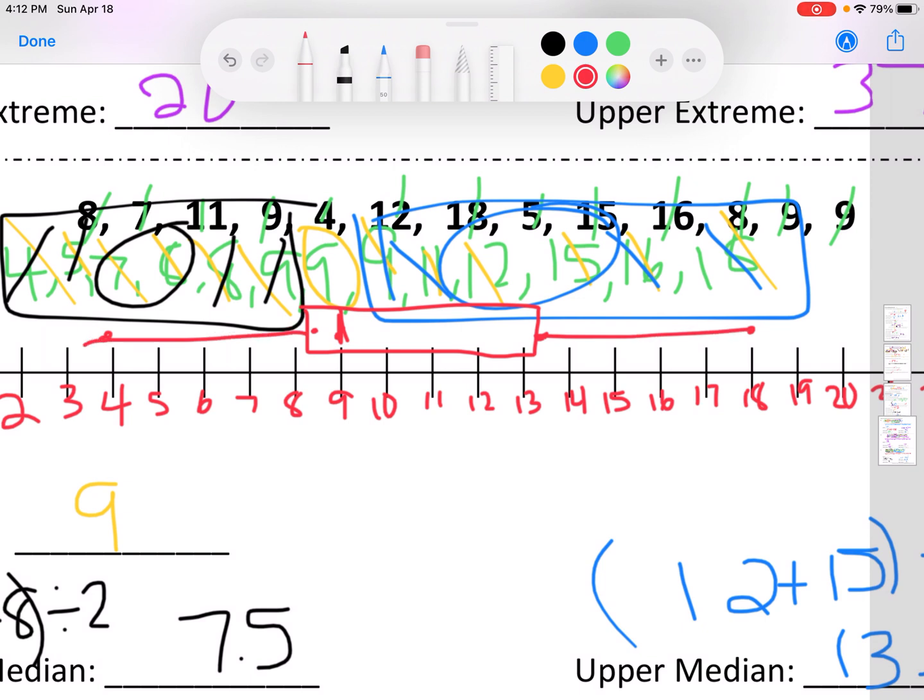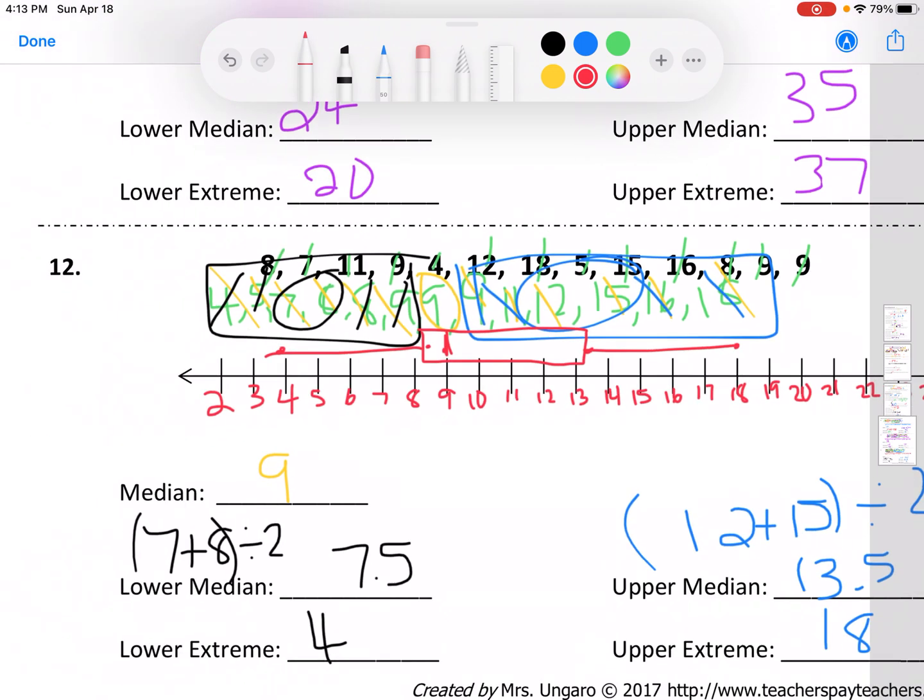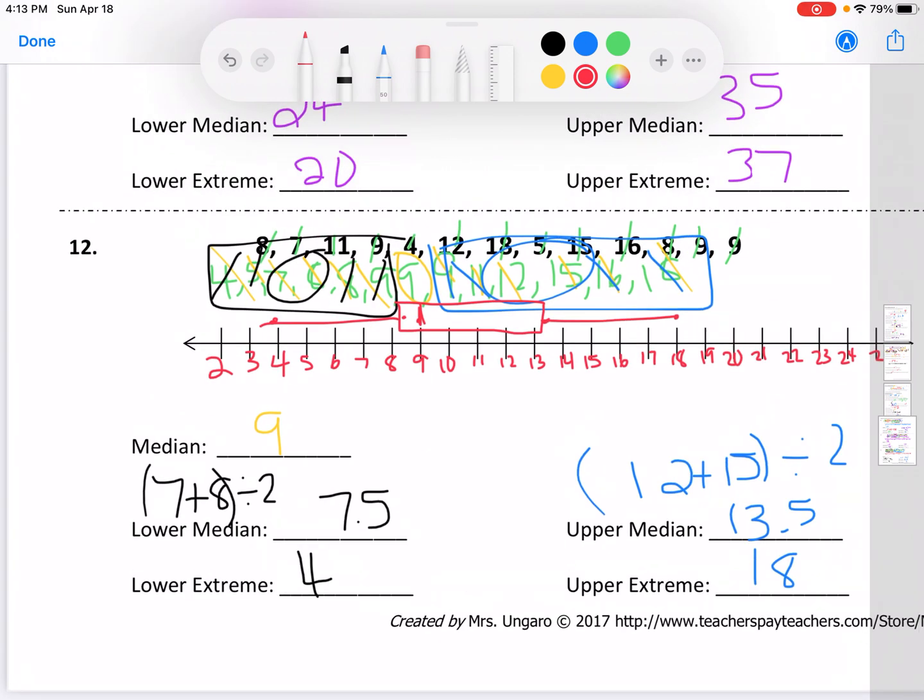Remember, just because it doesn't look equal doesn't mean that I don't have the same number of numbers in each section of my box and whisker plot. It's really important to remember that I'm dividing the data based on the medians.